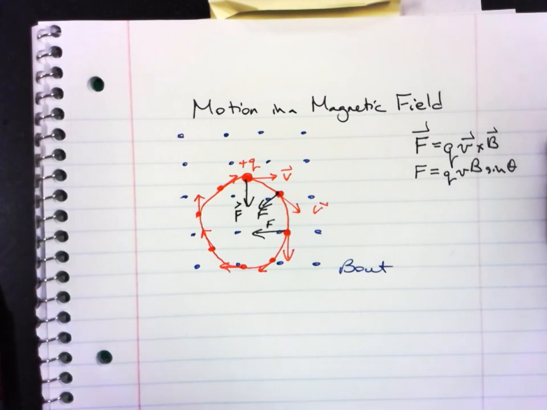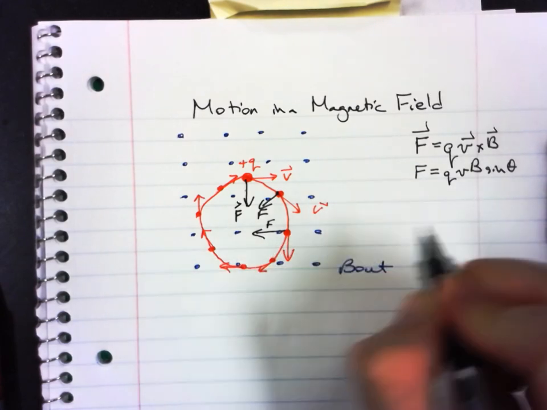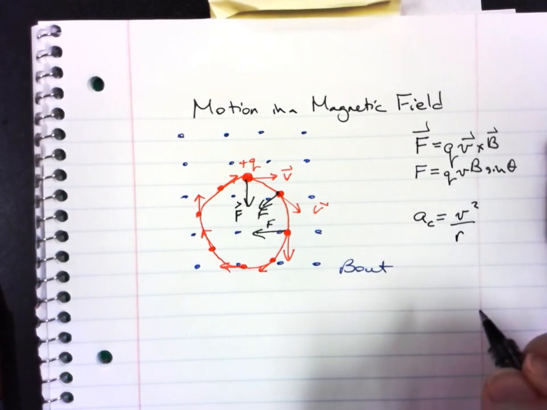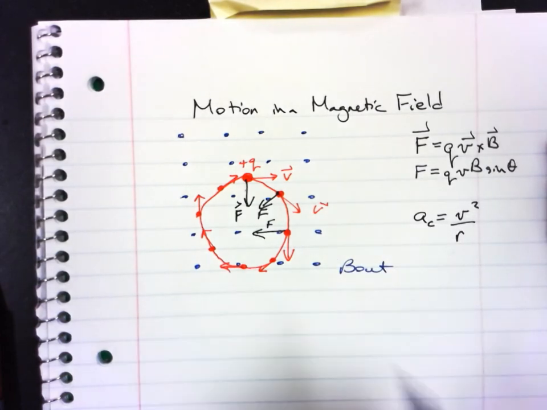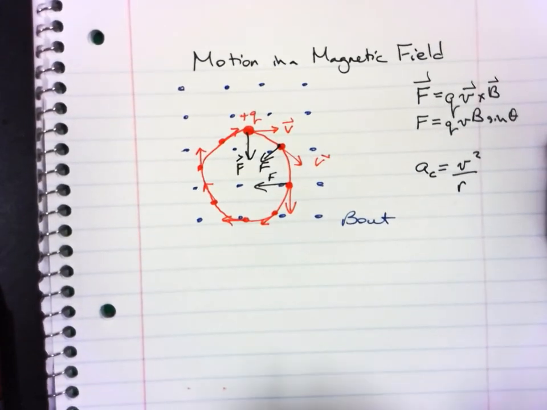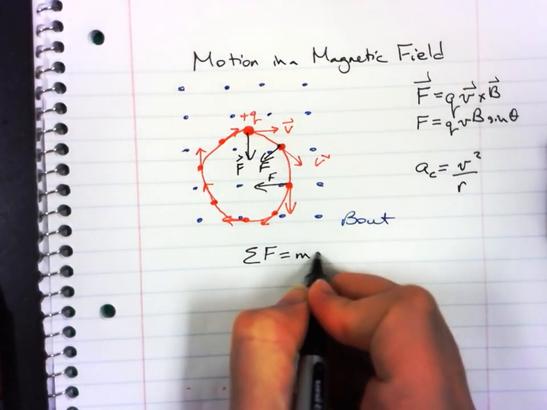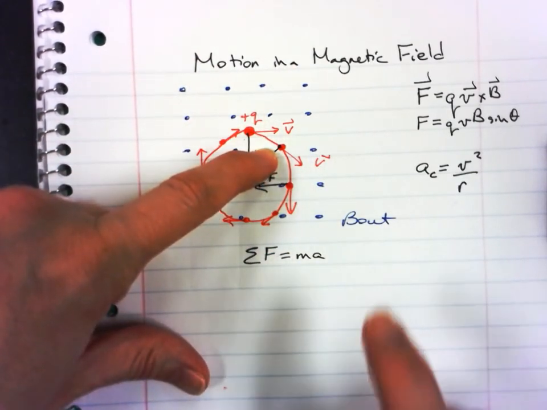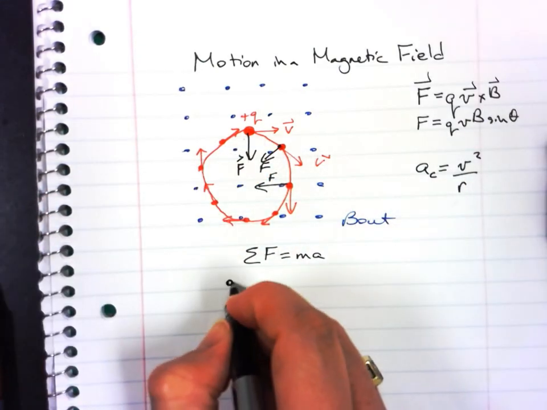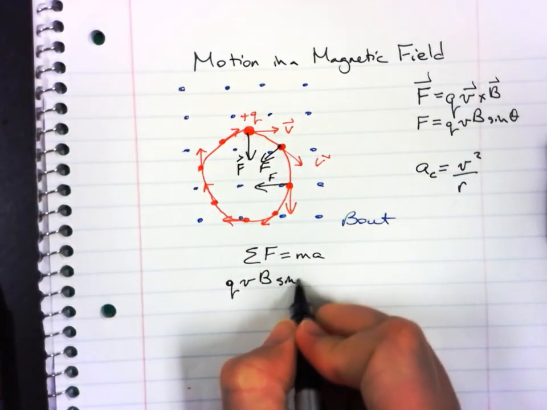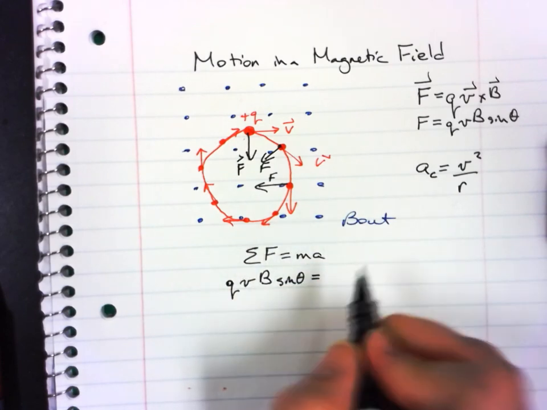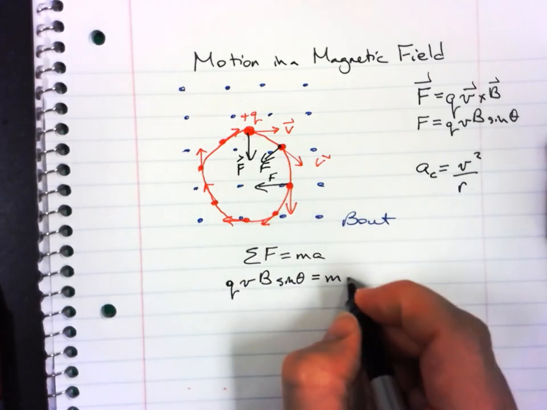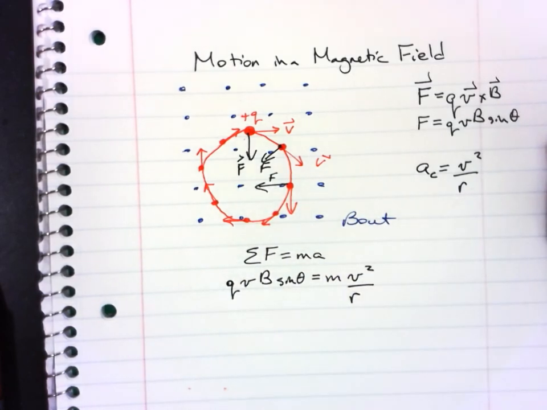So we can figure this out. Remember, for circular motion, centripetal acceleration, our basic equation, is v squared over r. So we can use Newton's second law. Net force equals mass times acceleration. Well, the only force on this moving charged particle is the magnetic force, QVB sine theta, equals the mass of the particle times its acceleration. Well, as we've just talked about, it's centripetal acceleration, so it's v squared over r.